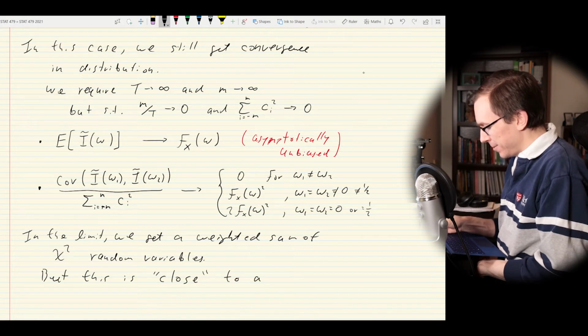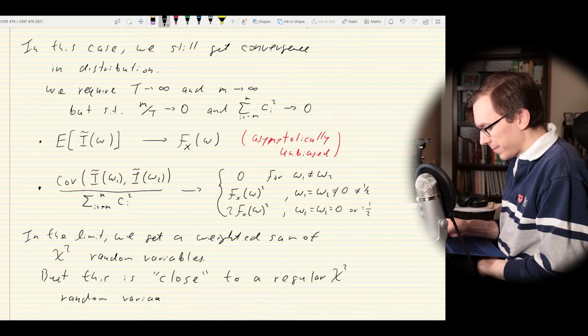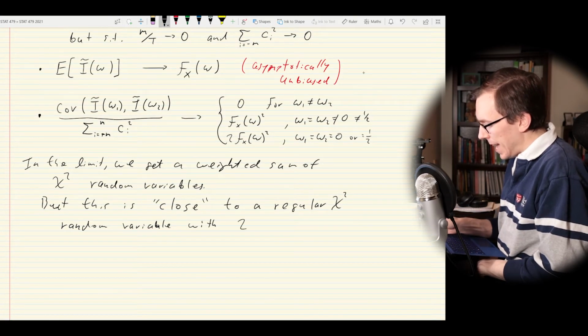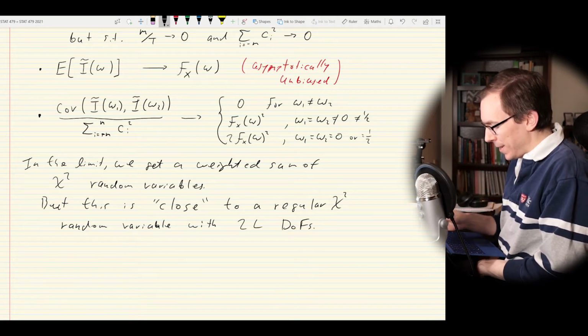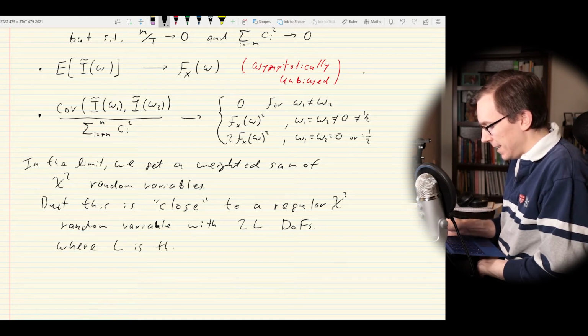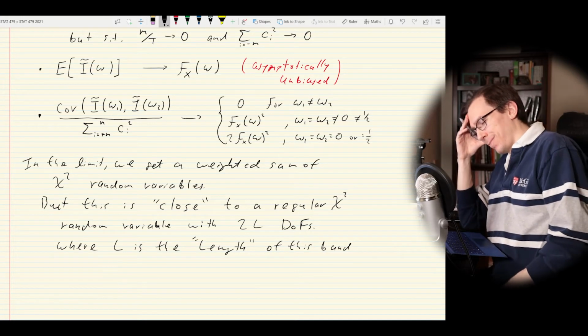to a, let's say, not weighted, regular chi-squared random variable with 2L degrees of freedom, where L is the length of this band. Okay, so how do we define the length?